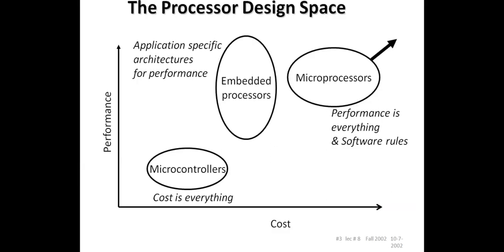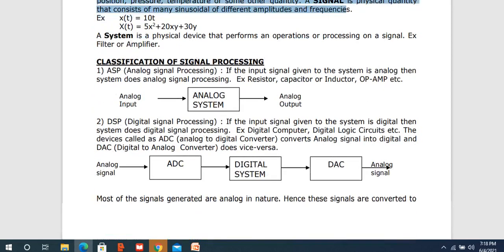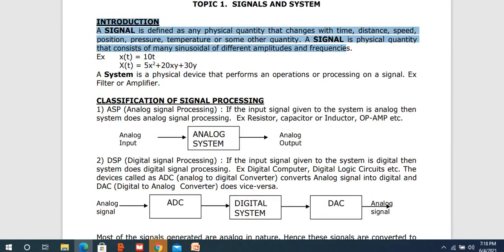Before proceeding with that, students, let us move ahead with a brief discussion of the definition of signal and how it is going to be used as a system. So how do you define the signal? A signal is defined as a physical quantity that changes with time, distance, speed, position, pressure, temperature or some other quantities. A signal is a physical quantity that consists of many sinusoids of different amplitudes and frequencies.